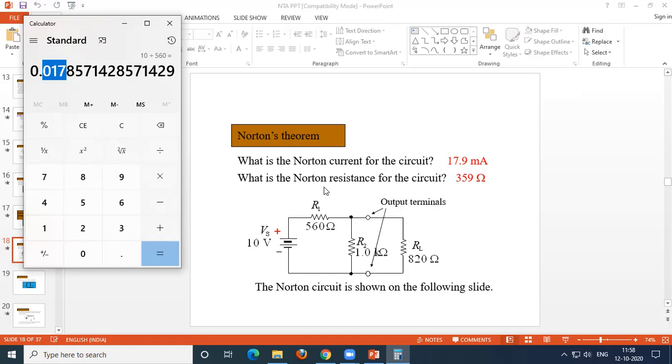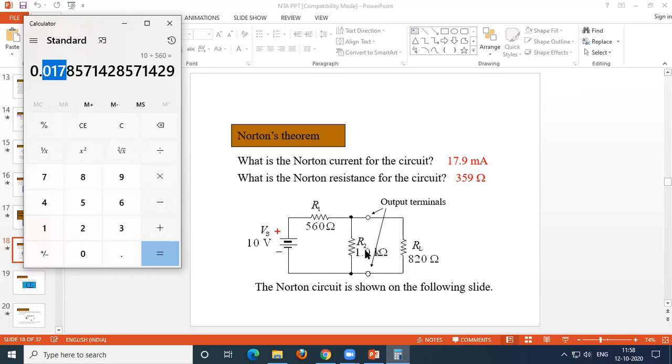Then the next step is to find the Norton resistance, or the equivalent resistance of the circuit. To find that, we look from the RL side towards R2 and R1. When we send one current, it breaks into two parts, which means R1 and R2 are in parallel combination, because the voltage source is replaced by its internal resistance as a short circuit. So R1 is in parallel with R2.